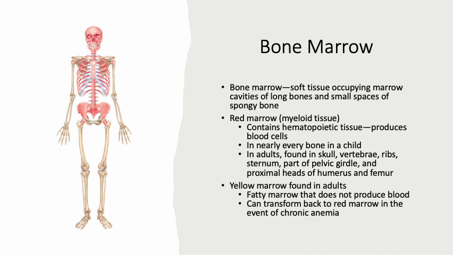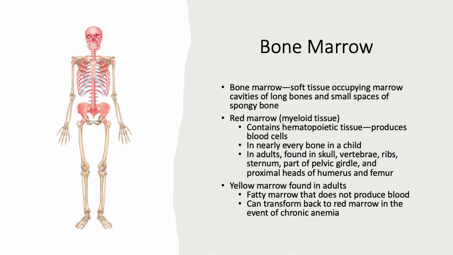In nearly every child, there is red marrow in all the long bones. In adults, we find it in the skull, the vertebrae, the ribs, sternum, part of the pelvic girdle, and the proximal heads of the humerus and femur. But in children, it's everywhere in the body, all over the place.